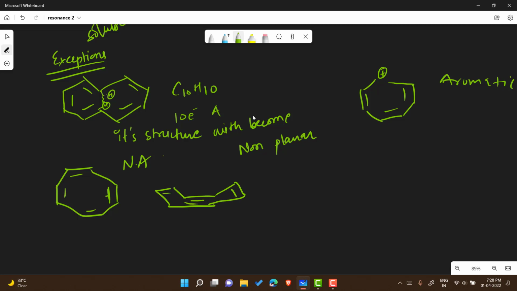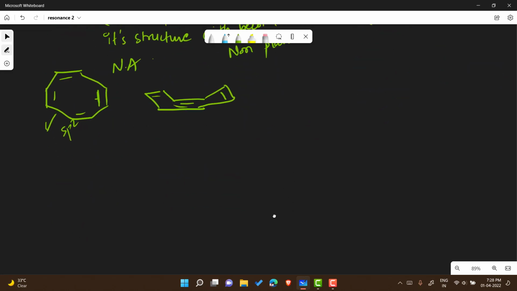If you draw the real structure of it, it would look like something like this. Okay. So what happens is it becomes non-planar, as all the atoms are sp2 hybridized here, and there is a lot of angle strain due to 120 degrees. Okay, so this is our second exception.